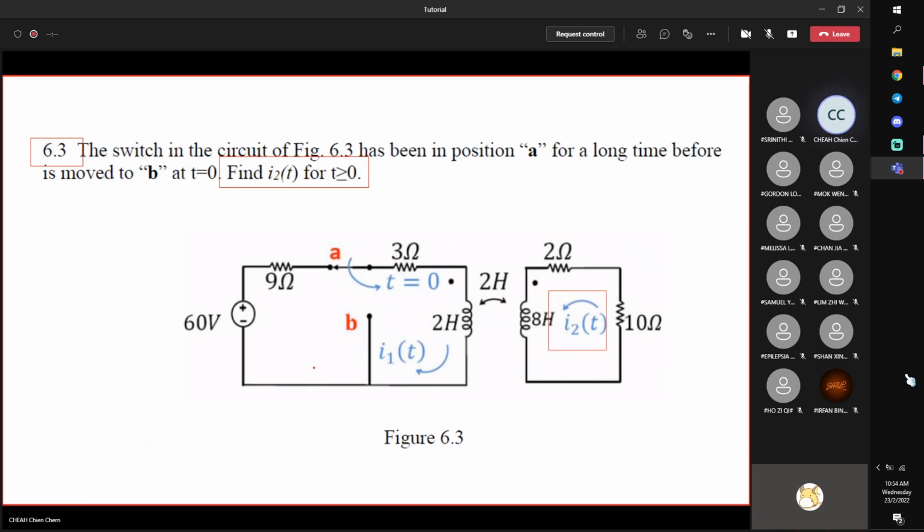Now this circuit is actually the same example in your lecture notes. I think it's example 5 if I'm not wrong. So actually you already have the solution, but here, let us just go through it. Firstly, this is a switching circuit. Originally at A, switch to B when t equals 0. And here you have a DC source, and it says hold at A for a very long time. When you say very long time, it means that you give sufficient time for it to reach steady state before you switch to B, and then you want to find this current for t greater than 0.